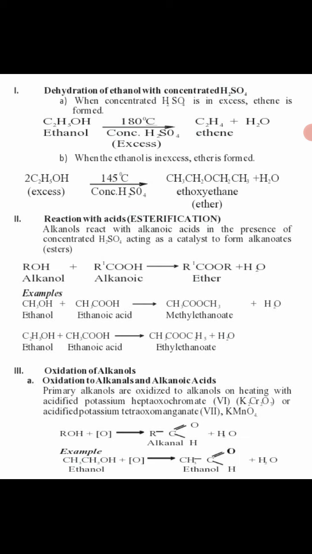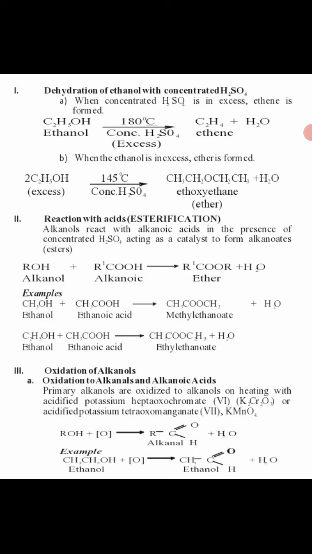The second one, reaction with acids, another Jamb question. Alkanols react with alkanoic acids in the presence of concentrated sulfuric acid as a catalyst to form alkanoates. Very popular question in Jamb and Waec. Alkanols plus alkanoic acids will give you alkanoates and water. It's just similar to neutralization: acid plus base. The acid here is alkanoic acid, the base is alkanol, the salt is alkanoate and water.